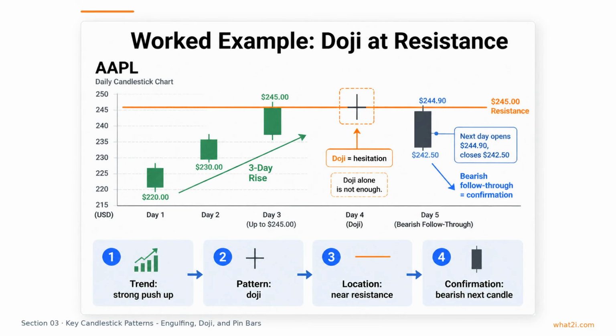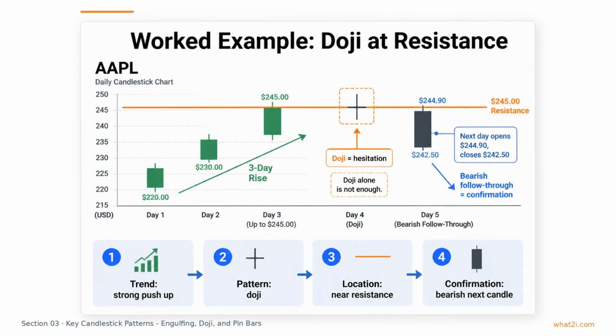Take a simple example of a doji at resistance. Suppose price rises from 215 to 245 over 3 trading days, showing strong upside momentum into a known resistance area. At 245, a doji forms with a tiny real body, signaling hesitation right where sellers might be expected to respond. By itself, that is only a clue.